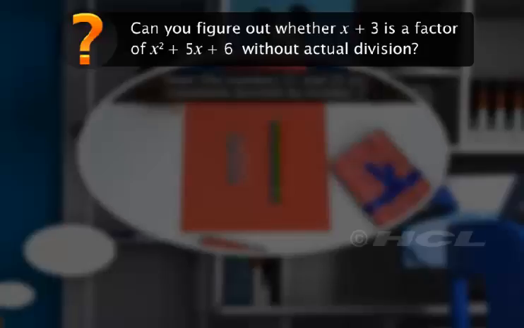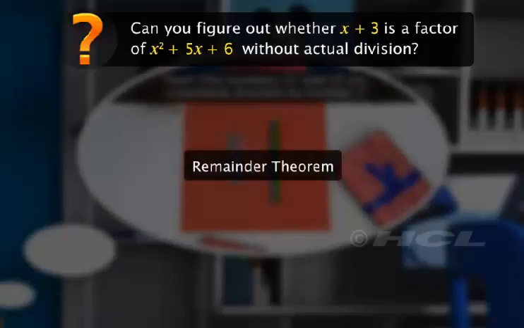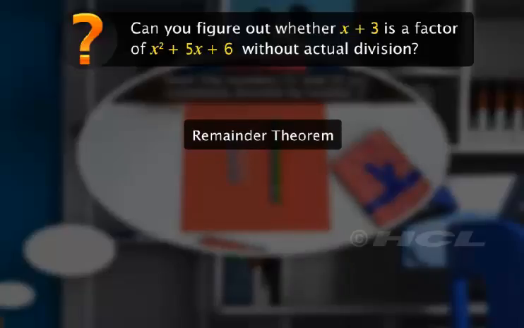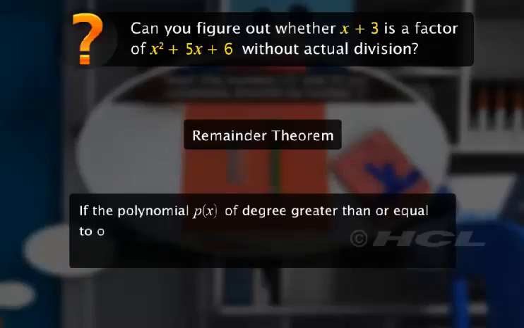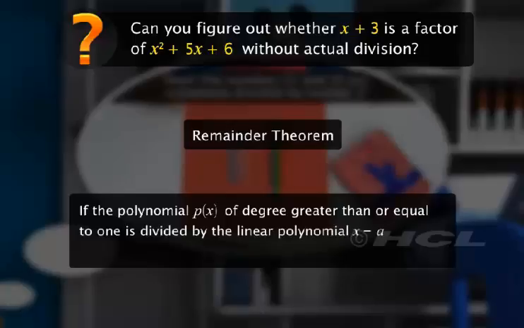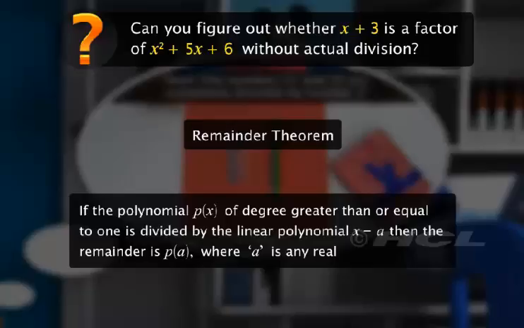We can definitely find the remainder when x plus 3 divides the polynomial x squared plus 5x plus 6 using the remainder theorem. Let us first recall the remainder theorem. It states that if a polynomial p of x of degree greater than or equal to 1 is divided by the linear polynomial x minus a, then the remainder is given by p of a for any real number a.